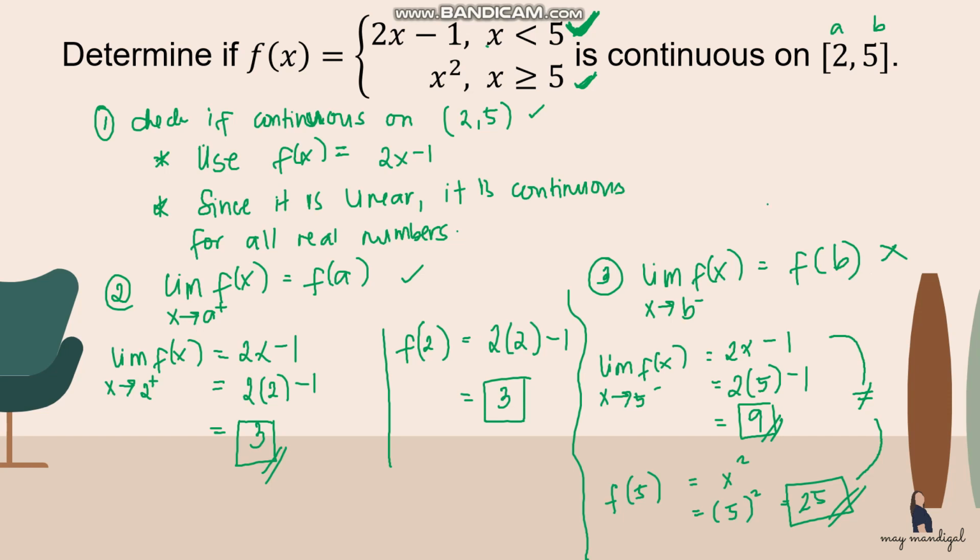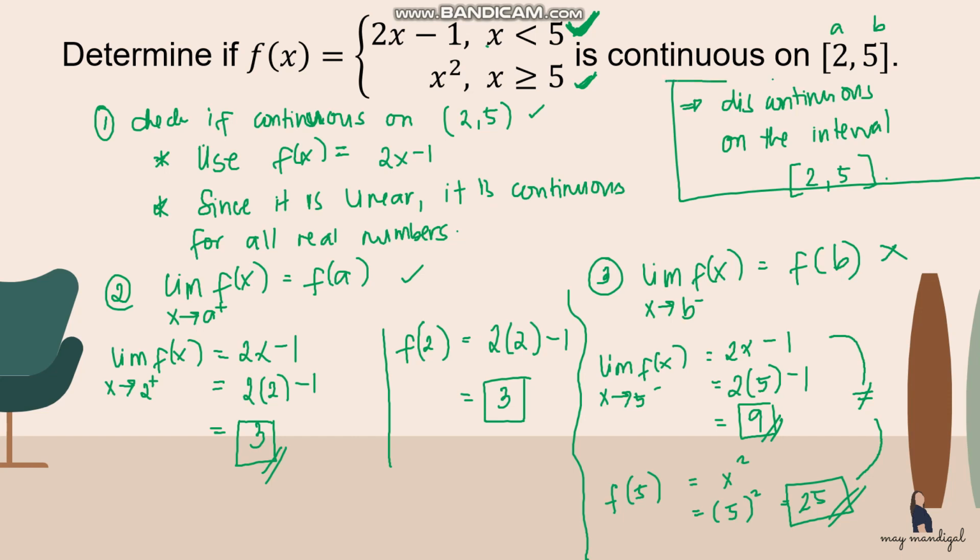So that means we can now conclude that this function is discontinuous on the interval 2, 5 included. That will be our conclusion because it failed to satisfy the third condition, which is that the limit of f of x as x approaches b from the left should be equal with f of b. Okay, so again, if it failed to satisfy one of the conditions, you can say that the function is discontinuous on that given interval.